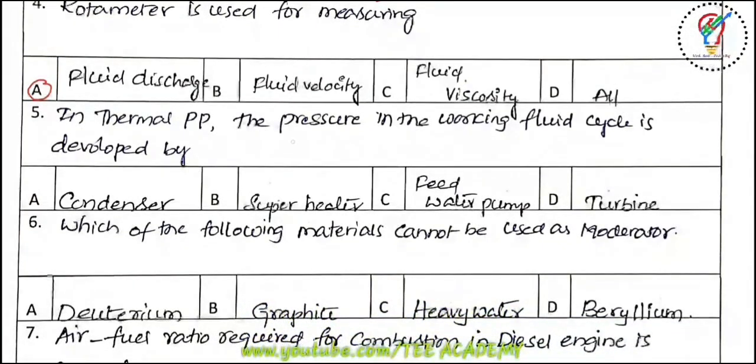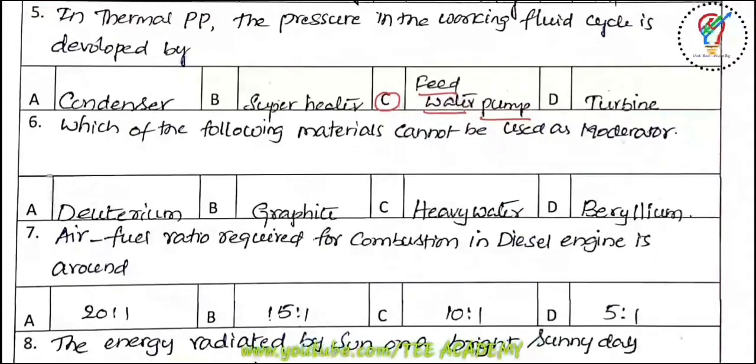Next, the fifth question: in a thermal power plant, the pressure in the working fluid cycle is developed by the feed water pump. So feed water pump is the right answer. Next one: which of the following materials cannot be used as a moderator? The options are deuterium, graphite, heavy water, beryllium. The correct answer is deuterium. That means we can use graphite, heavy water, and beryllium as a moderator, and the material which cannot be used as a moderator is deuterium.